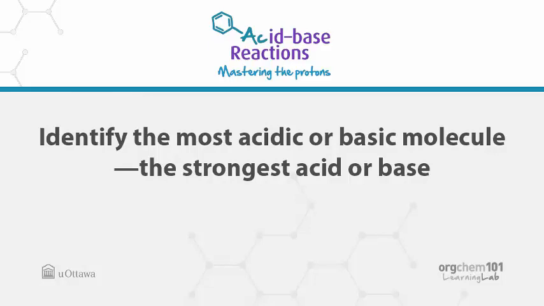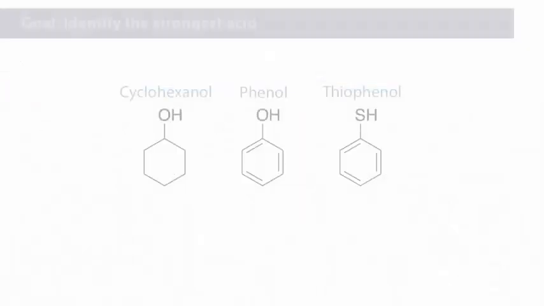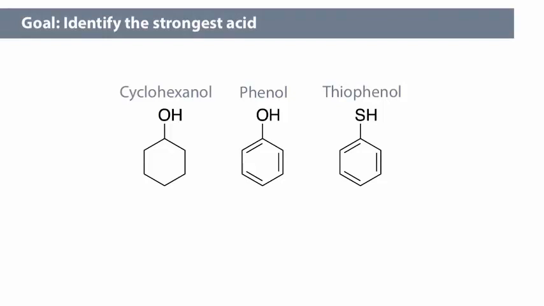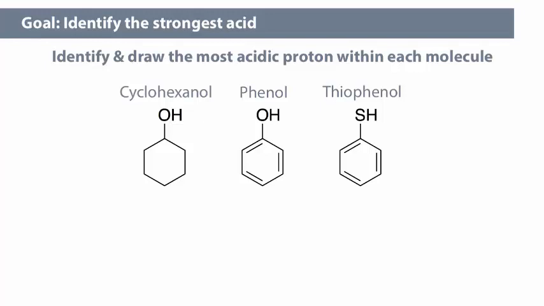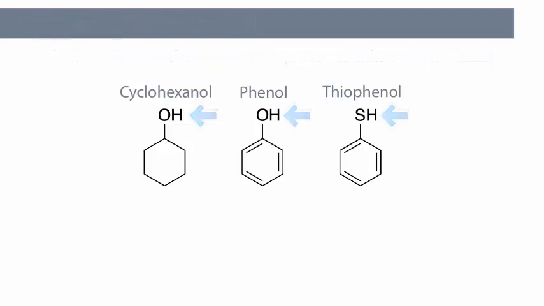In this video, you will learn to identify the most acidic or basic molecule, the strongest acid or the strongest base. To identify the most acidic molecule or the strongest acid, we first need to identify and draw the most acidic proton within each molecule. In this example, the most acidic protons are the ones on heteroatoms.